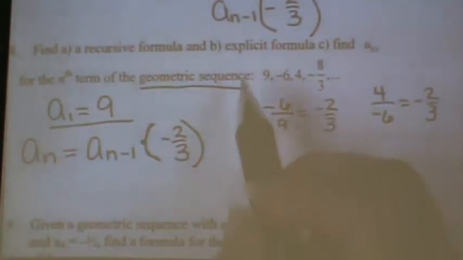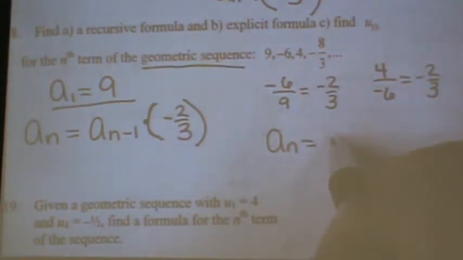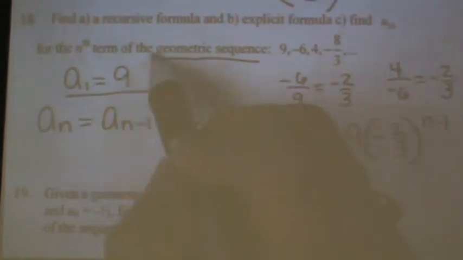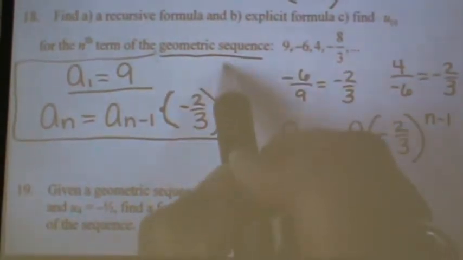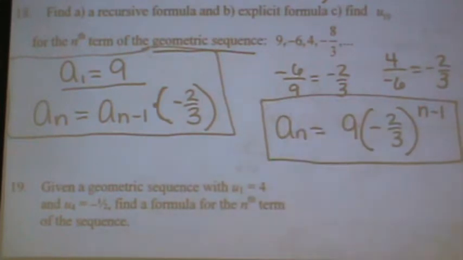Now, what's the explicit formula? It looks like this. a sub n, it's the first term, 9, times the R value. Notice how I'm putting it in parentheses, raised to the n-1 power. So this right here is the answer for A, and this is B. And I gave 3 points for both of those. Questions?